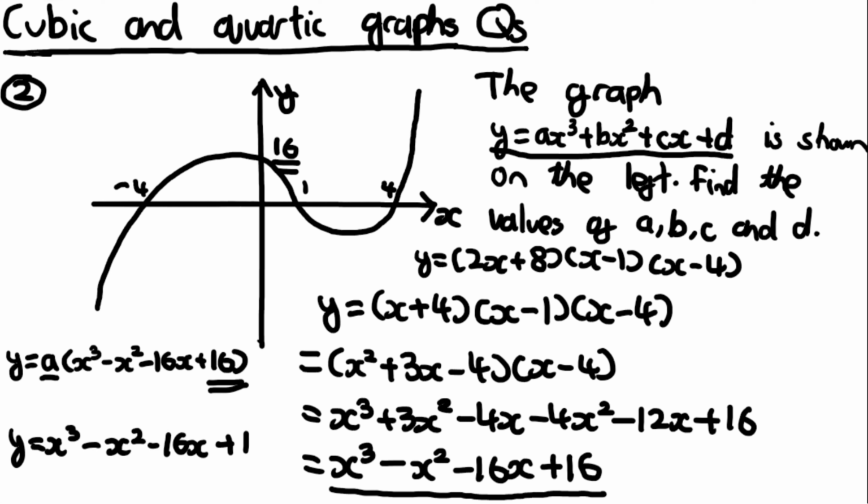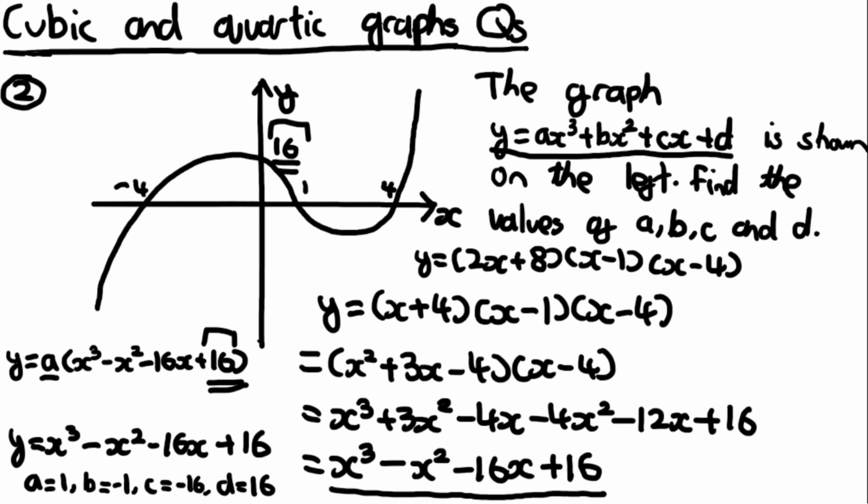So therefore you can say that a is equal to 1, b is equal to minus 1, c is equal to minus 16, and d is equal to 16. So just check that, just in case. Make sure that the final digit here is matched up with the y-intercept as well, so therefore you definitely know that you've got the right answer.